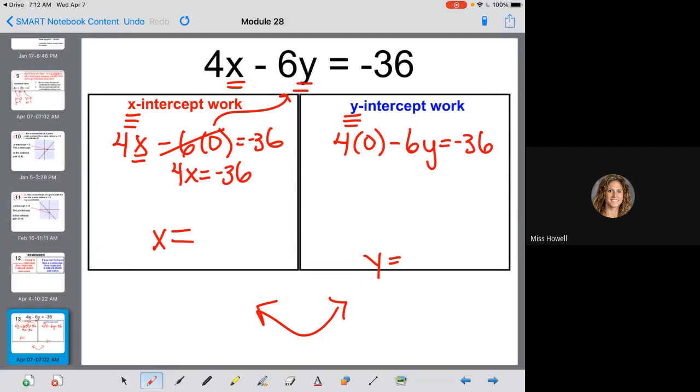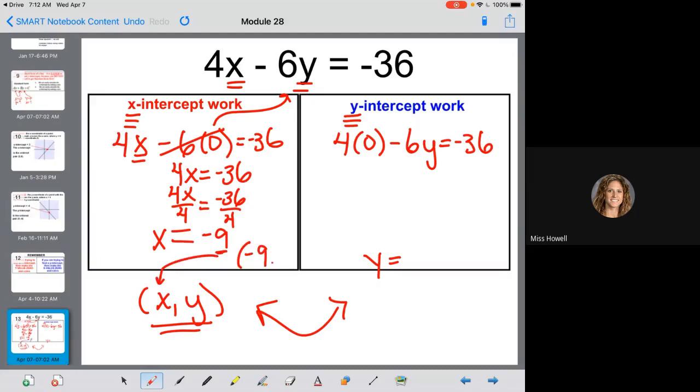From here, it's a one-stepper where we want to divide both sides by 4. Now be careful, that's a negative 36 being divided by a 4, which would give us a negative 9. Now the other place where some of us messed up was I was asking for our answers as ordered pairs, and some of us stopped there. Remember, ordered pairs always go x, comma, y. So this is my x. It goes first in this ordered pair. So our ordered pair would be negative 9, comma, 0.